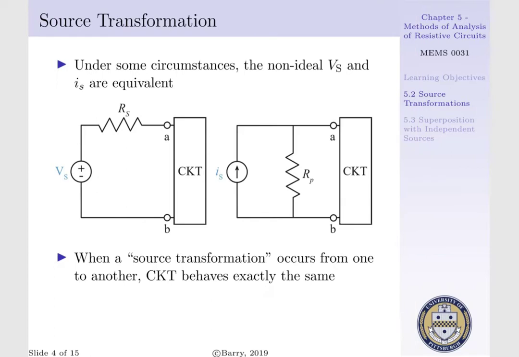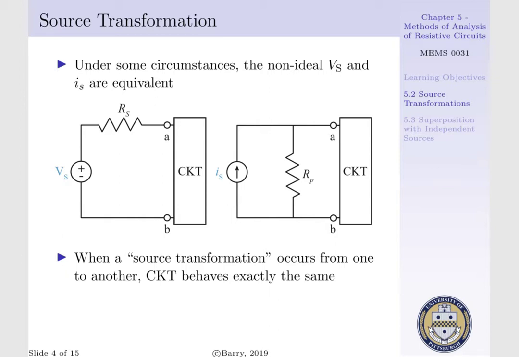Now, under some certain circumstances, our non-ideal voltage sources and current sources are equivalent. That is, we can say if we have a voltage source V sub S connected in series to a resistor R sub S that's connected to a circuit via terminals A and B, our circuit would have some particular behavior. Now, if we transformed our voltage source to a current source and R sub S to R sub P, and then connected this to our circuit at terminals A and B, our circuit would not notice any change of our current source or voltage source applied.